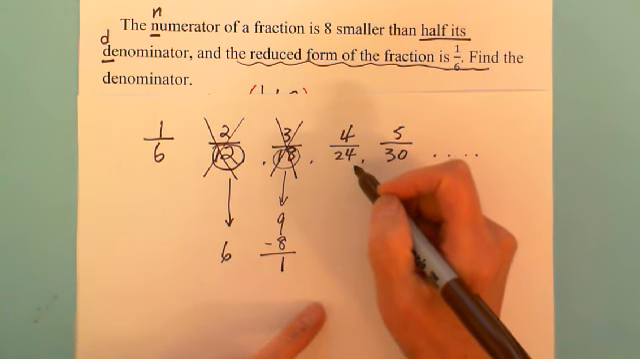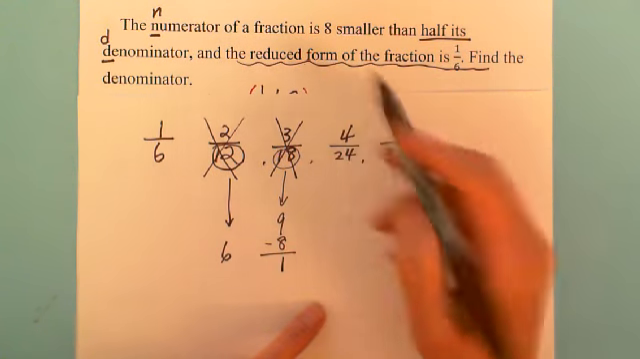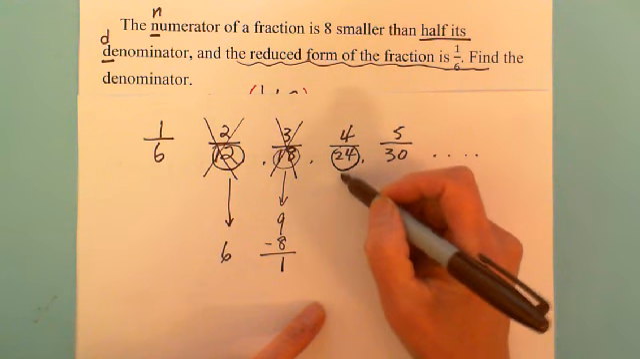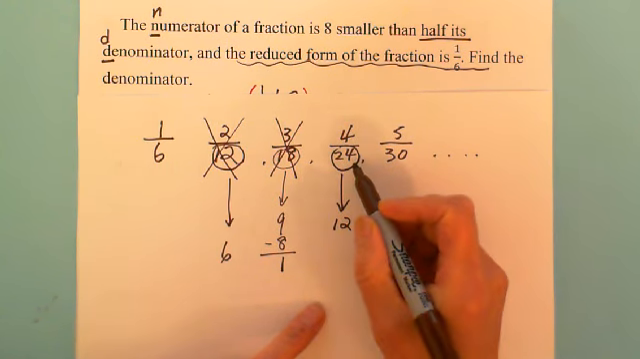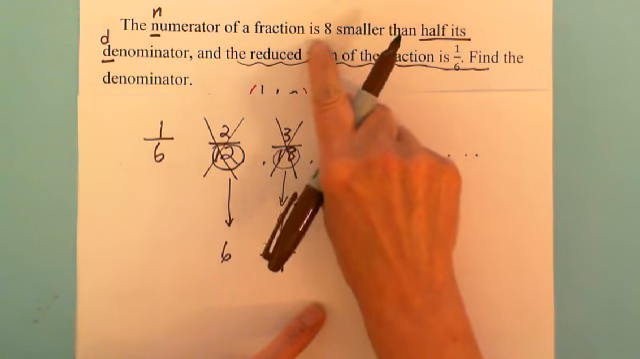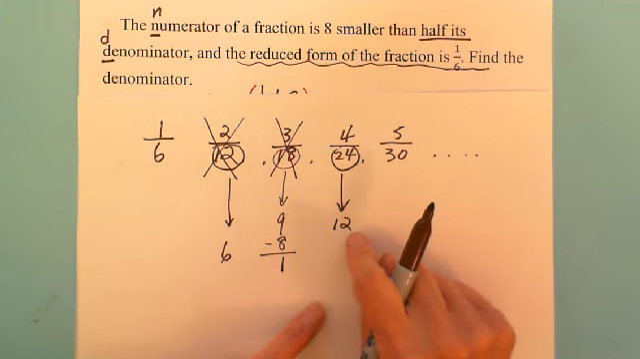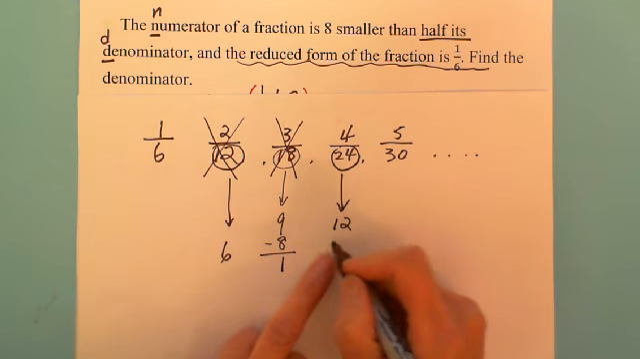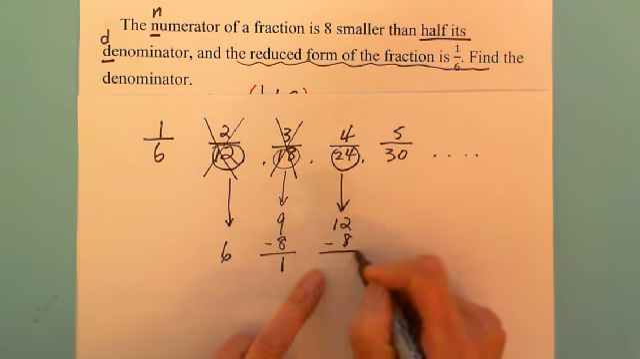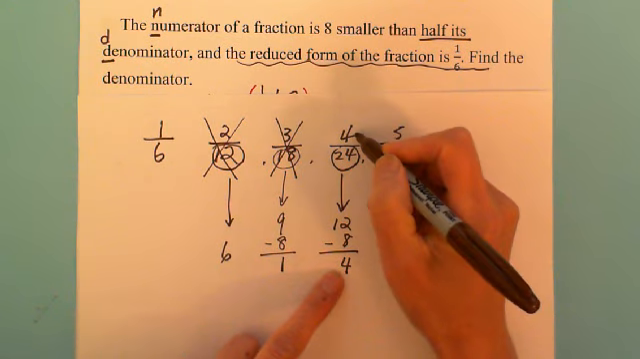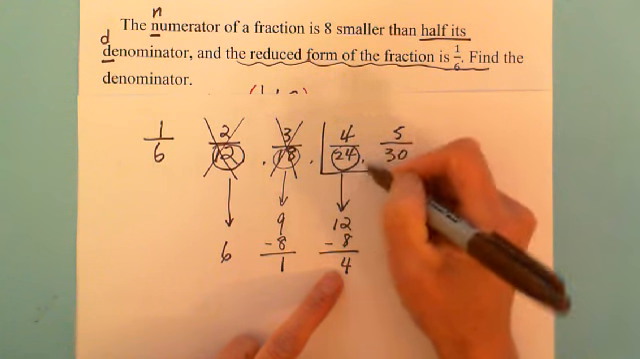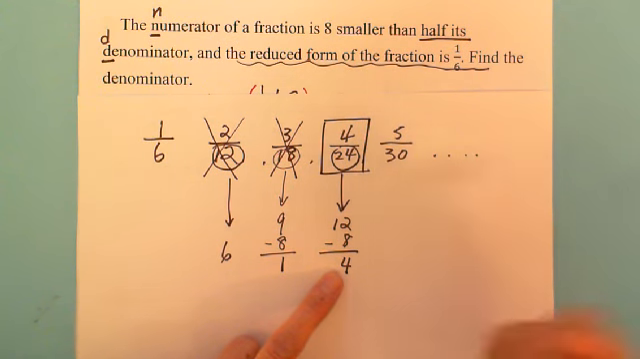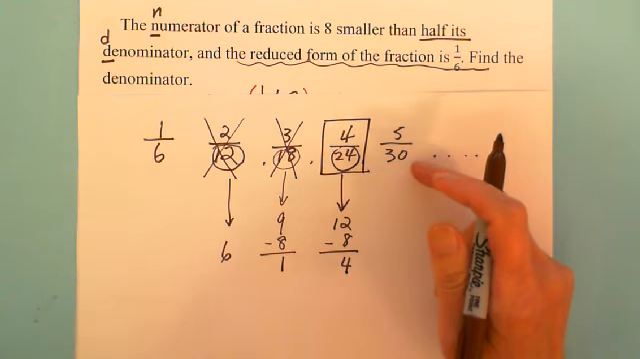We try this one, 4 over 24. Half its denominator, you get 12. And then 8 smaller than half of the denominator is 12 minus 8. You get 4, which is exactly the 4 on top. That's why this is the answer. You may say, oh, maybe another fraction. You can try one more.